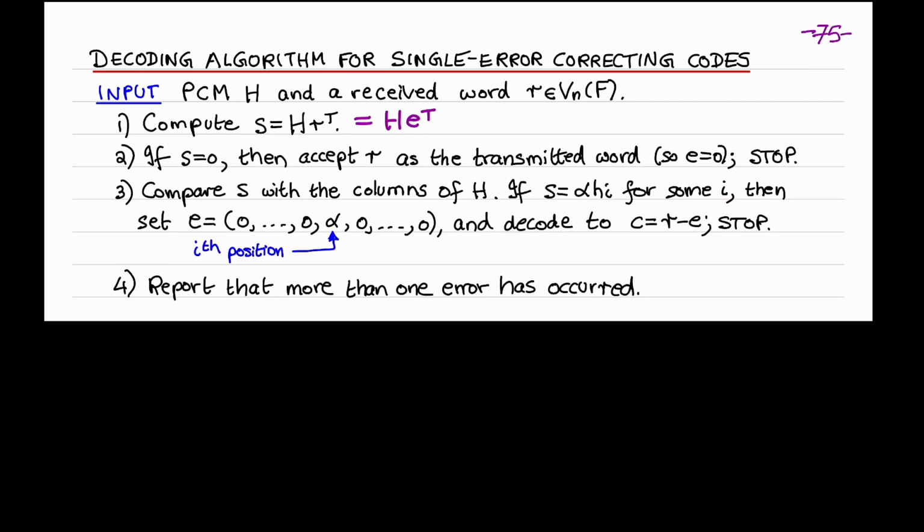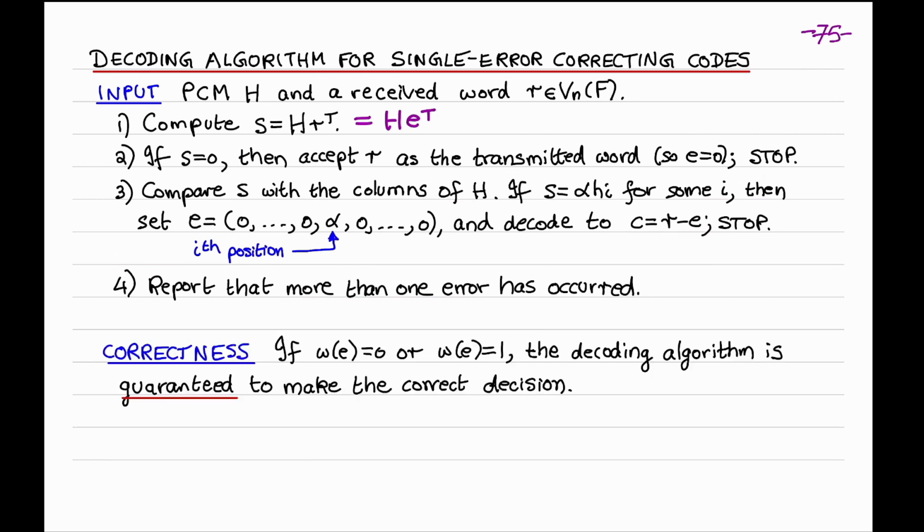The decoder checks if S equals 0. If that is the case, then it accepts R as a transmitted word. In other words, it declares the error vector to be 0, and it stops. If S is non-zero, then the decoder compares S to the columns of H. If S is alpha times the ith column of H for some I, then the decoder sets the error vector to be the vector which has alpha in the ith position and zeros elsewhere, and it decodes R to R minus E and stops. Otherwise, the decoder reports that more than one error has occurred, and error correction is not possible.